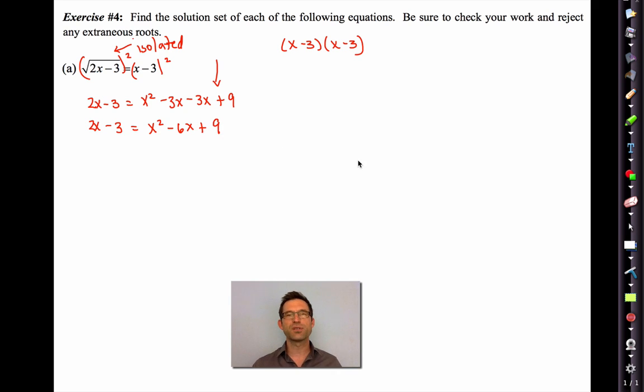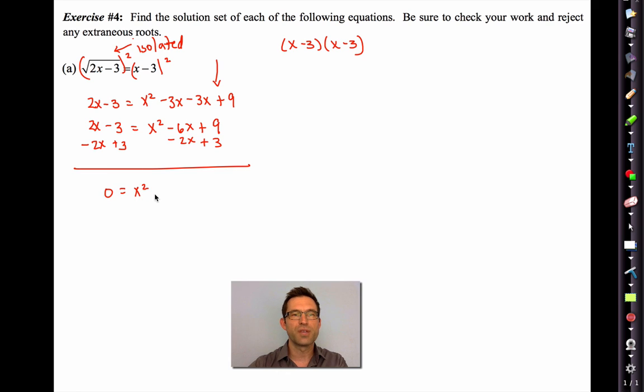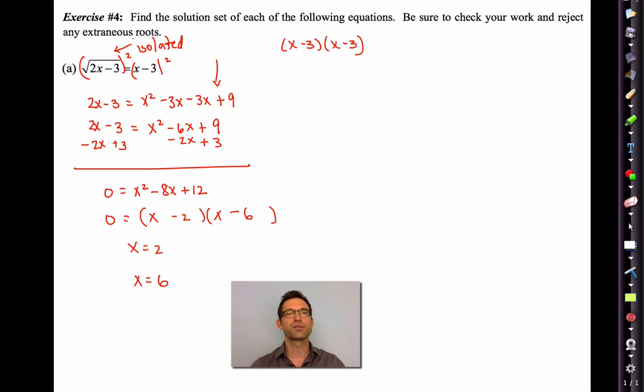And again, this falls into the same category as the last one. We've got an x squared, so I want to try to use the zero product law, which means I've got to bring this negative 2x over to this side, and I have to bring this positive 3 over to this side. And what I'll get is 0 equals x squared minus 8x plus 12. Now, I can factor this trinomial as x minus 2, x minus 6, great, and I'll get x equals 2 and x equals 6.